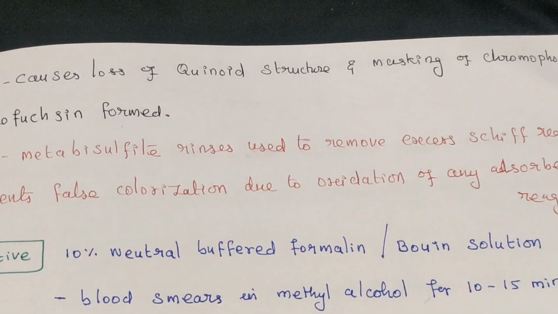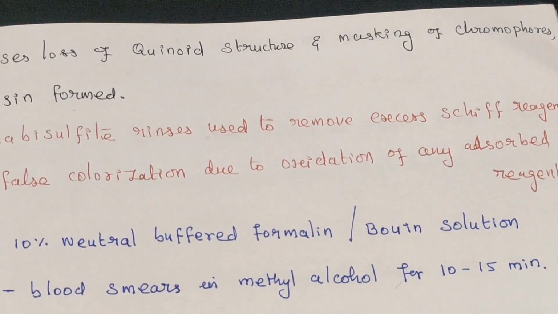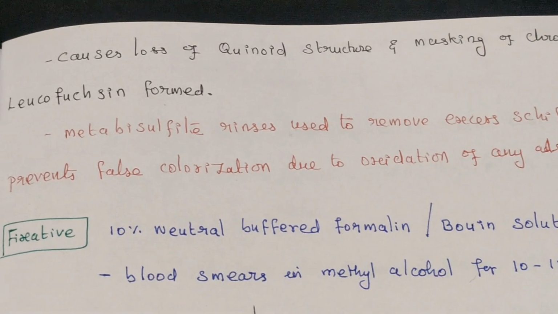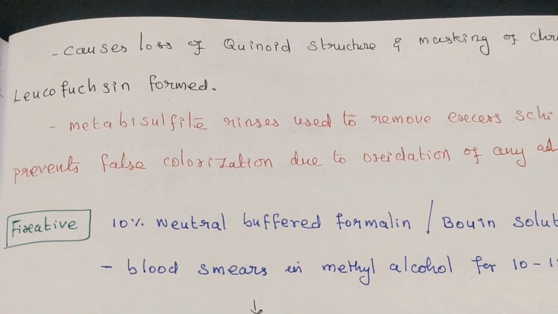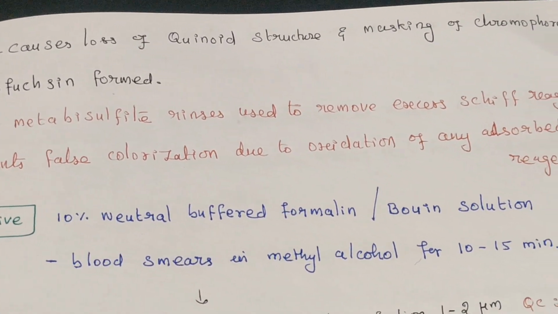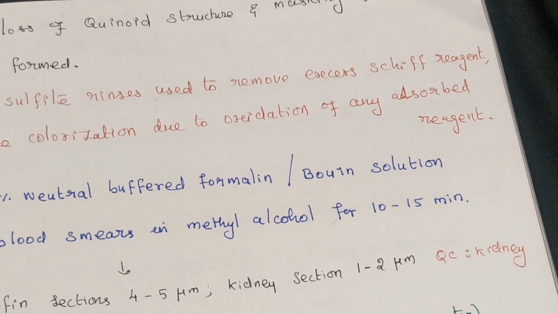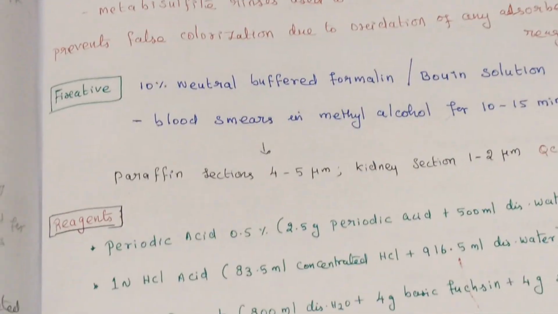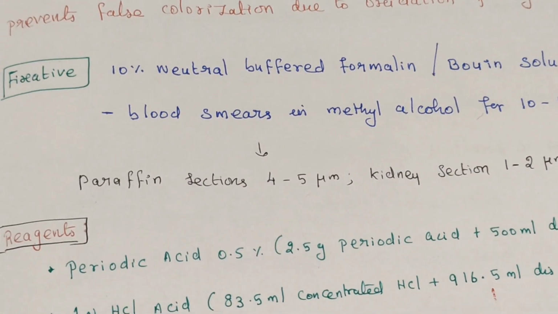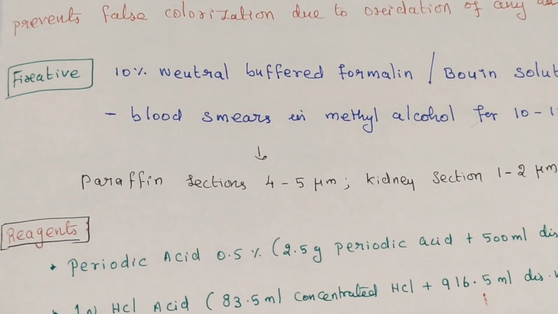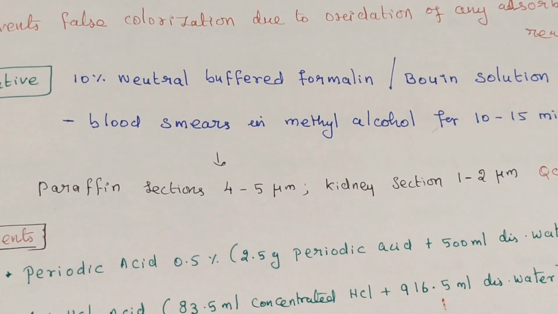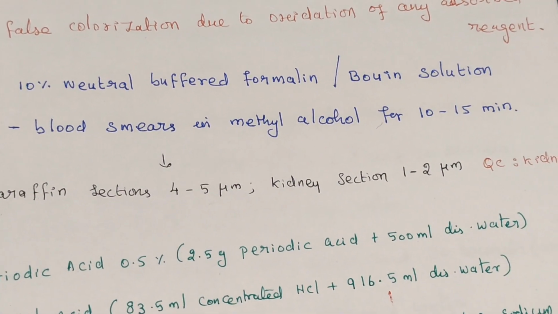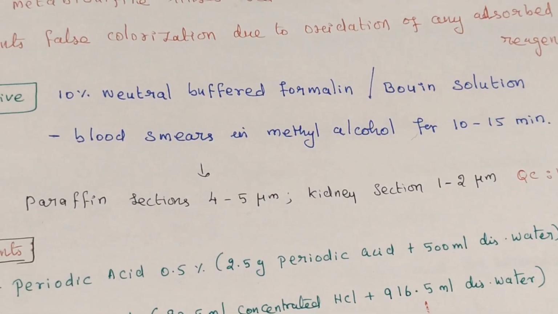Metabisulfite rinse is used to remove excess Schiff reagent. This helps to prevent false coloration due to oxidation of any absorbed reagent. Here, what type of fixative are we using? 10% neutral buffered formalin or Bouin's solution.